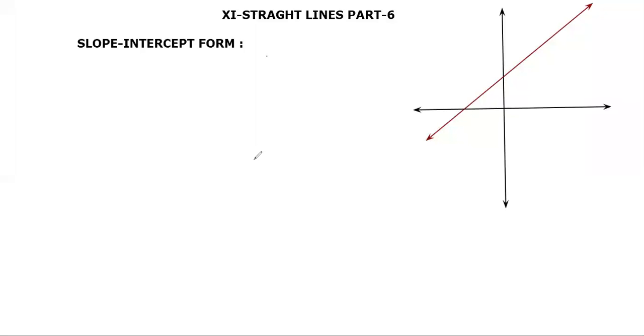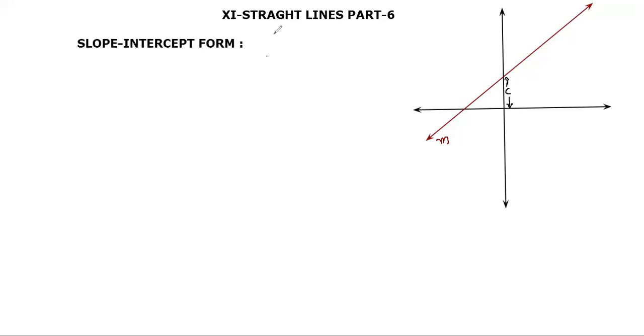Next is slope intercept form. In slope intercept form, slope is given. Let us suppose that the slope of this line is m. So its slope is given, and the intercept is how much distance this line is intersecting on the y-axis. This is the y-intercept. We are denoting it by C generally.